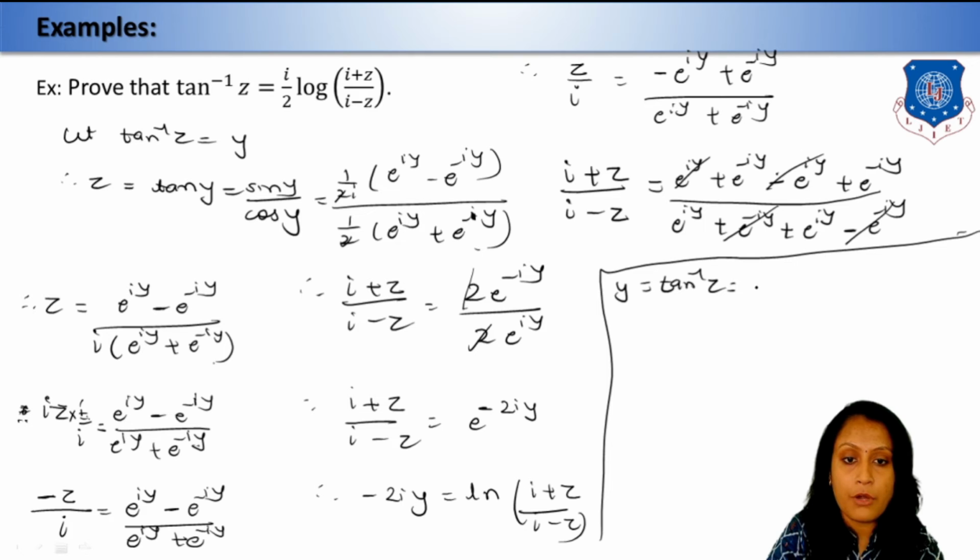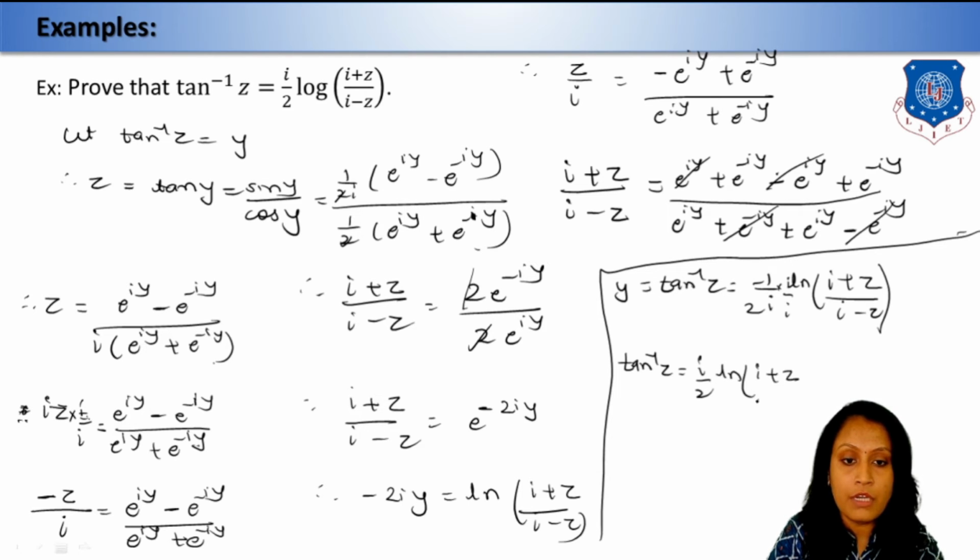Bring this minus 1 upon 2i in the denominator, so minus 1 upon 2i, and this is ln (i plus z) upon (i minus z). Now we will multiply and divide by i. So in the denominator we have i square, which is minus 1, so this minus will get cancelled. So finally the answer of tan inverse z is i by 2 ln (i plus z) upon (i minus z), which is the required result.